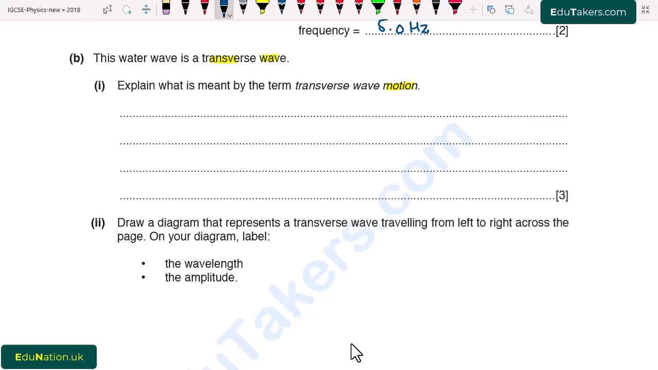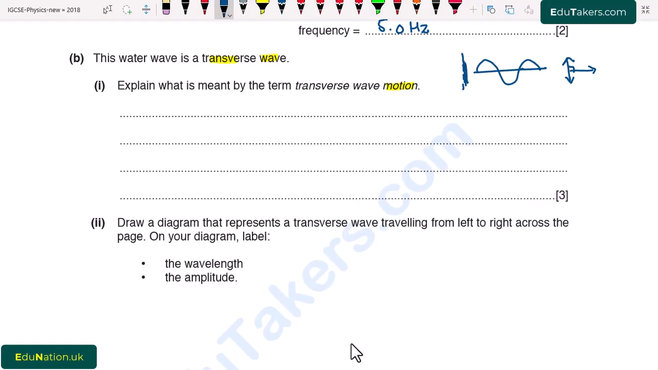If I consider that I produce vibration up and down and wave travel from left to right, so we can see that the vibration direction is up and down while the wave travel in this direction. Both of these are perpendicular to each other because there is an angle of 90 between them. So this kind of wave is transverse wave and its motion is transverse wave motion.